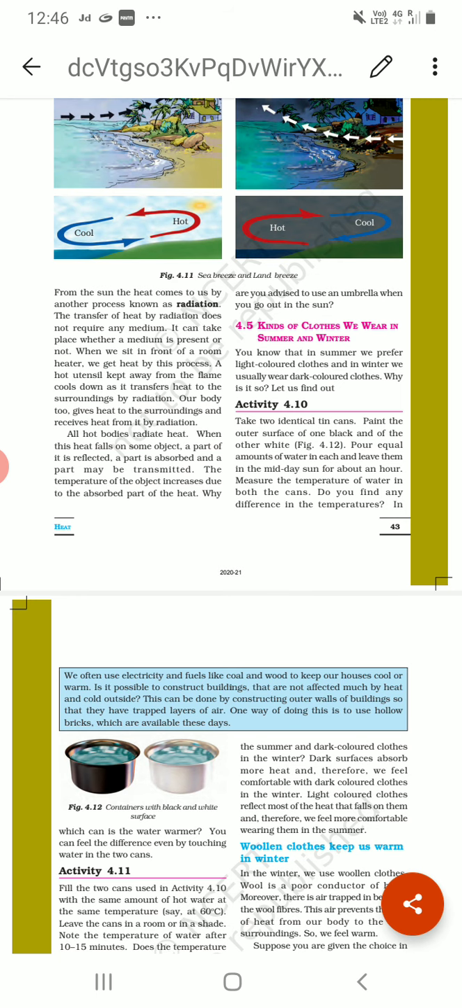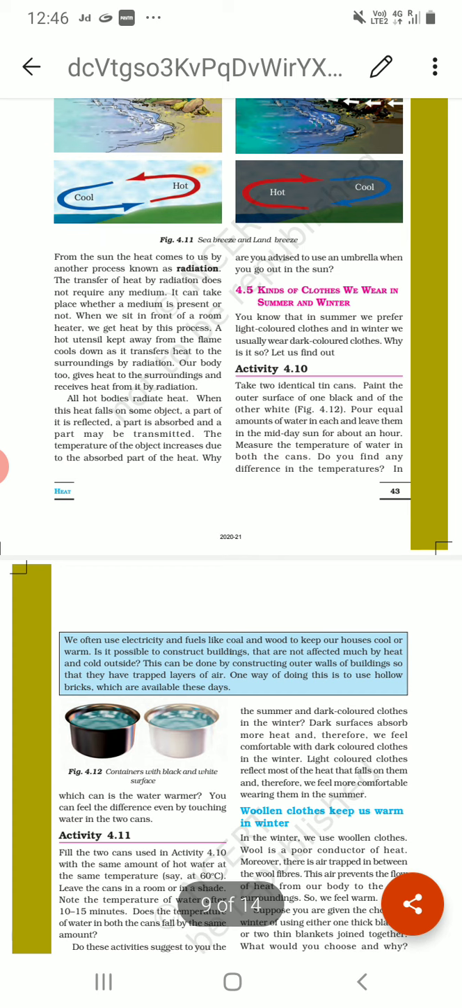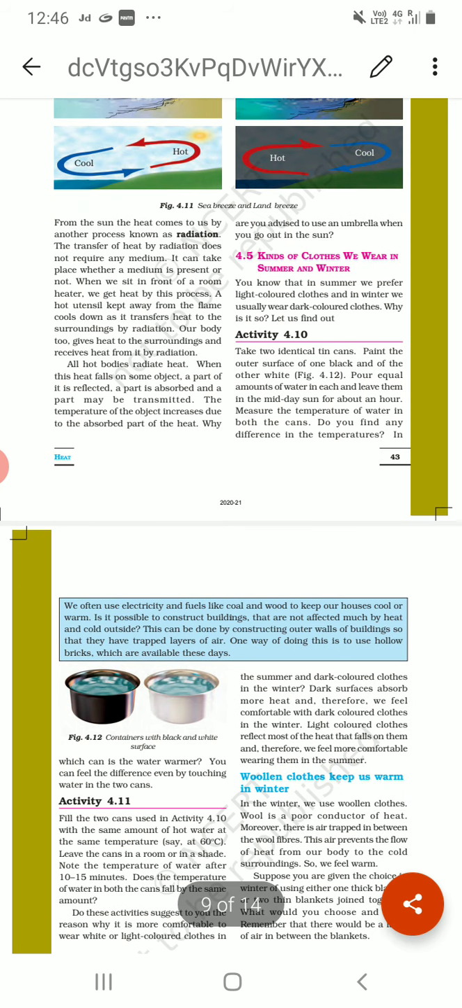All hot bodies radiate heat. When this heat falls on some object, a part of it is reflected, a part is absorbed, and a part may be transmitted. The temperature of the object increases due to the absorbed part of the heat. Understood?